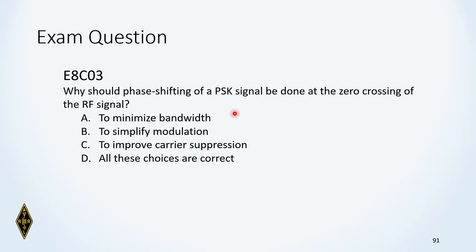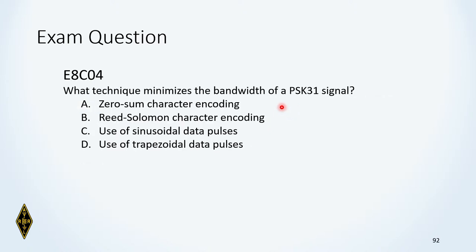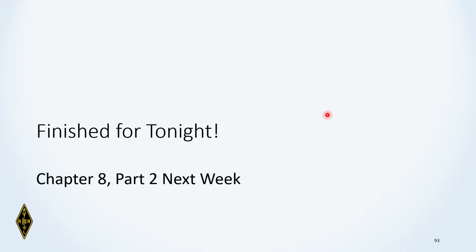Why should phase shift keying of a PSK signal be done at zero crossing of the RF signal? Alpha is correct, to minimize the bandwidth. And what technique minimizes the bandwidth of a PSK31 signal? Charlie. Yep, that's Charlie, the use of sinusoidal data pulses. It's like the gradual rise and fall times of CW, same concept.